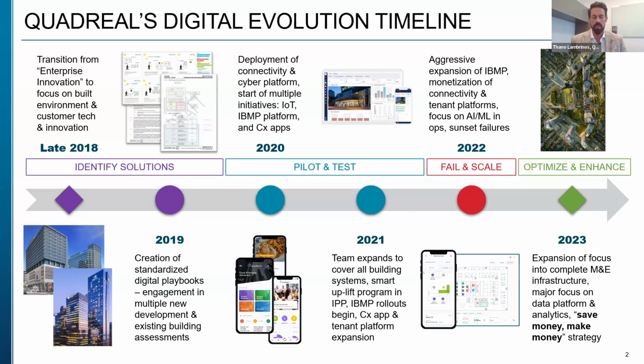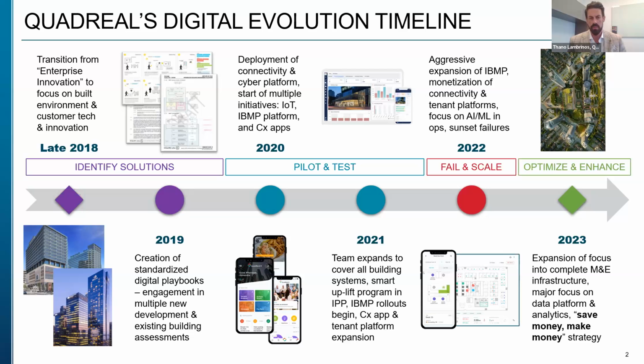So we spent a lot of time on the selection of that, the deployment of that, as well as our customer experience apps and other digital platforms that we were deploying. Through 2022, as you can see, I have different names for each of the phases of this evolution: identifying, pilot and testing, failing and scaling, where we did fail on a number of things that we put out there, but thankfully our architecture and approach made it such that we were able to remove things relatively easily and replace them, but really focused on the sunset of those failures and the aggressive deployment of connectivity, the tenant platforms, and the integrated building management platform.